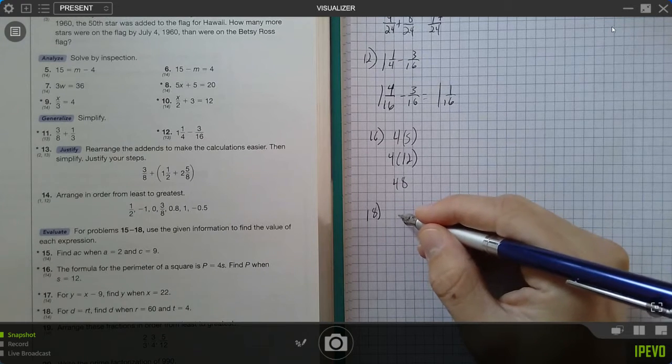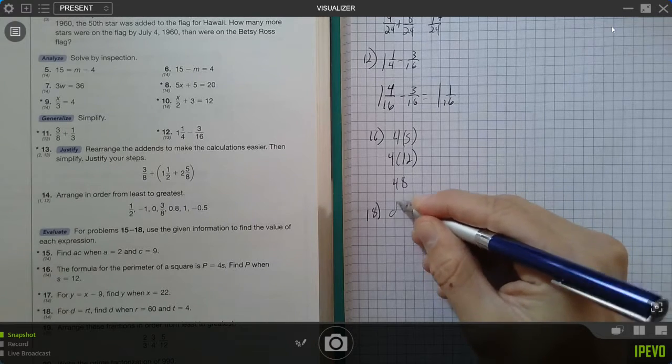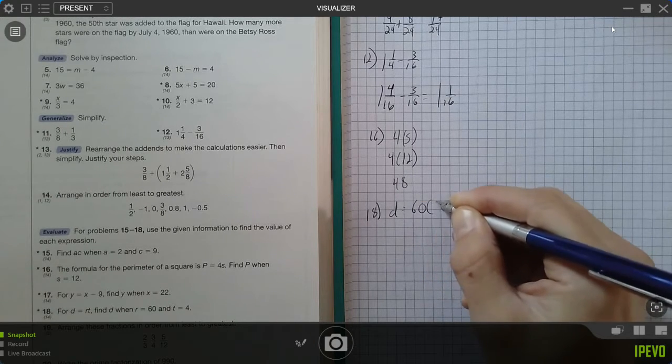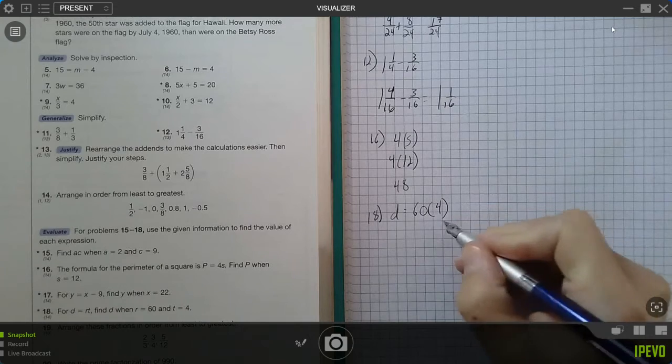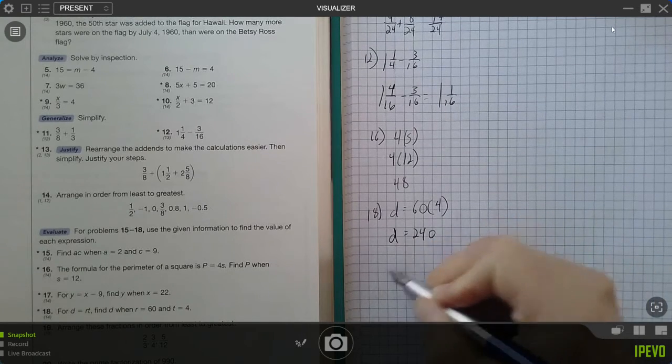For d equals RT, find d when r equals 60 and t equals 4. d equals 60 times 4. 6 times 4 is 240. Okay.